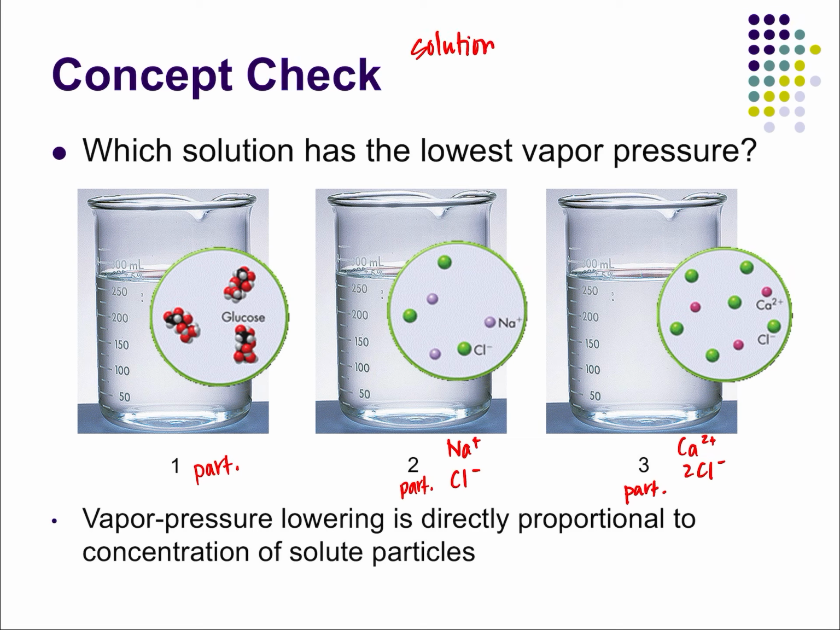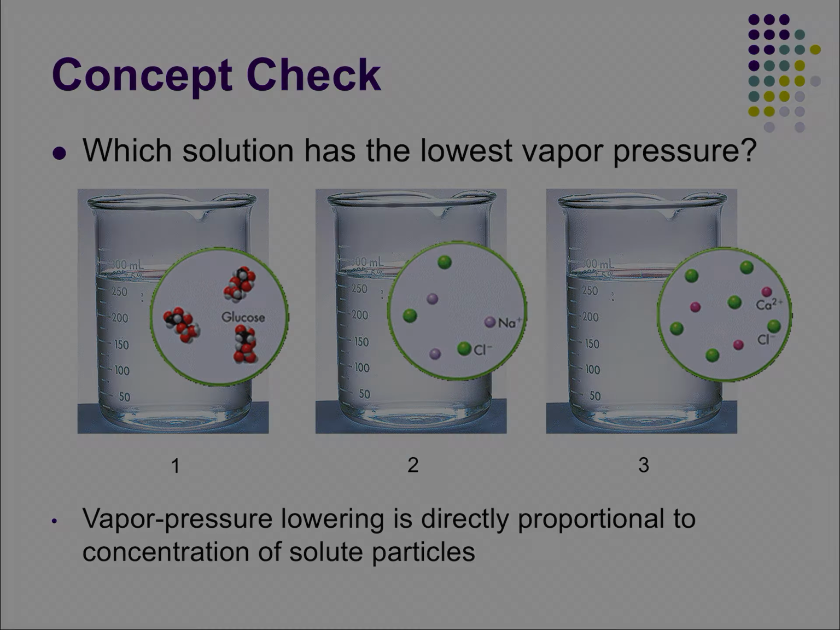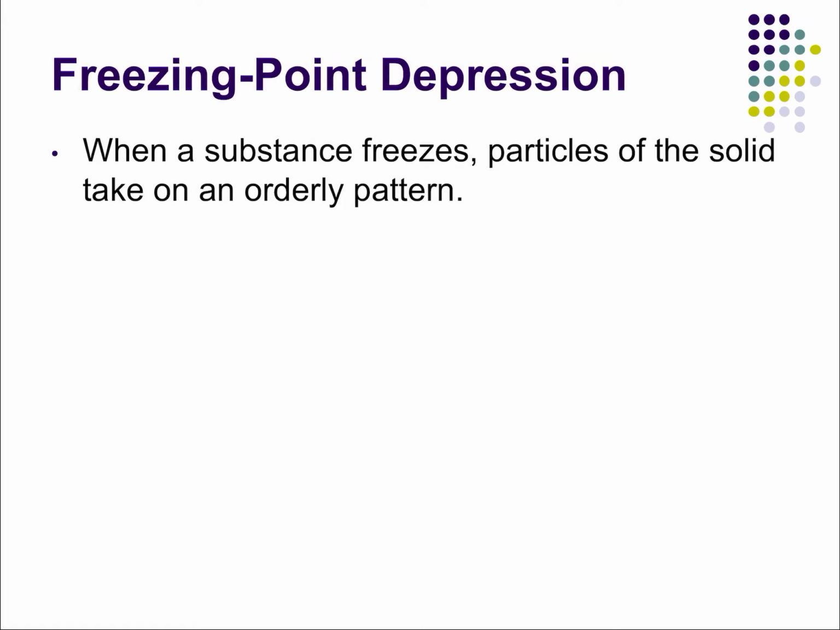The solution with the most particles will have the lowest vapor pressure. So that's going to be this one, lowest. Vapor pressure lowering is directly proportional to the concentration. So when the concentration goes up, the vapor pressure goes down. Or when the concentration goes down, the vapor pressure goes up.